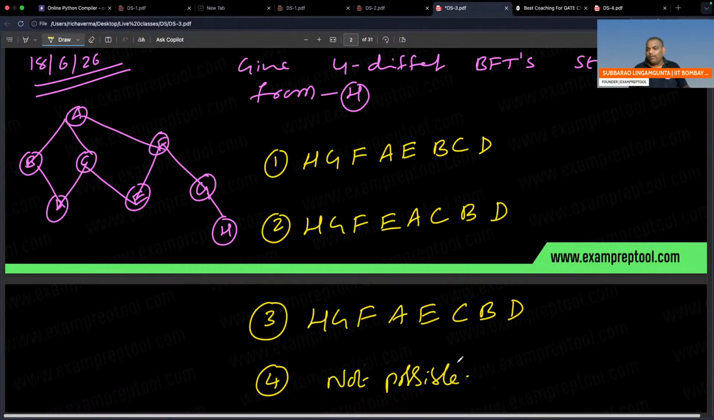Those people who tried, thank you so much. Not possible. Nice attempt. If I say not possible, try, no one will try. If I say possible, try, then people will try. So I tried my level best so that you will try. So only 3 answers are possible. Give 4 different BFTs starting from H. If anyone says it is possible, please let me know. I tried my level best to bluff you.